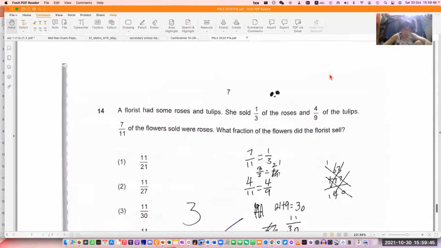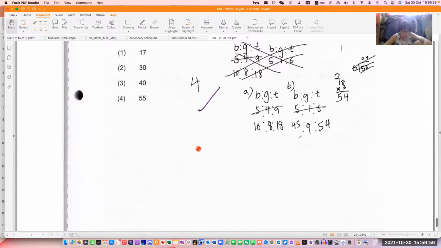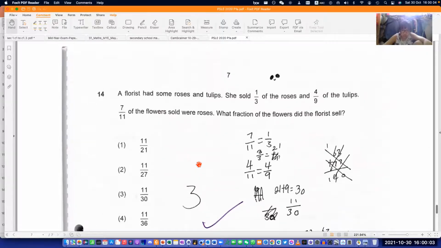This one. Can you see the PDF? So now, let me just give you an example. A florist has some roses and tulips. She sold 1/3 of the roses and 4/9 of the tulips. What fraction of the flowers did the florist sell?